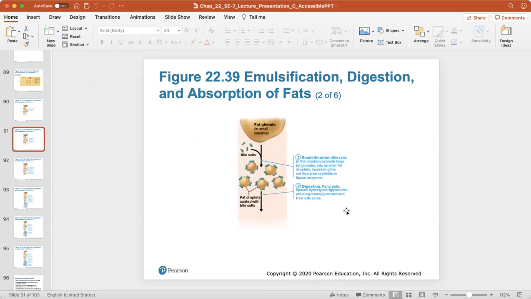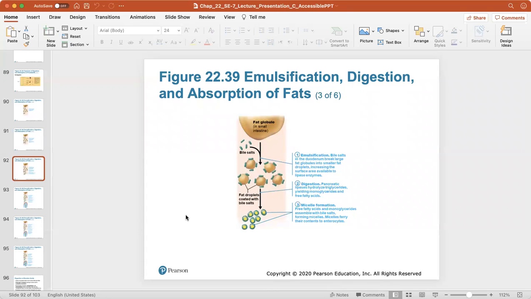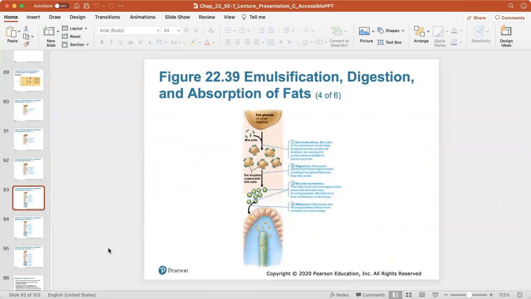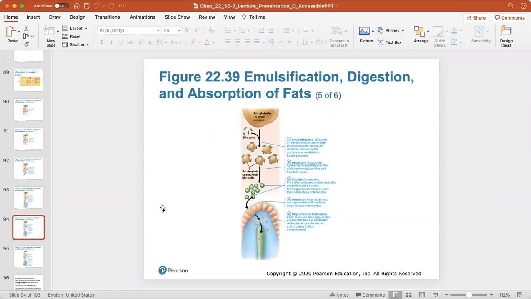The pancreatic lipases can then hydrolyze or break apart these triglycerides, yielding a monoglyceride and a free fatty acid. And then the micelle is formed, where these free fatty acids and monoglycerides assemble with the bile salts, forming micelles. Micelles can then ferry their contents to the enterocytes. The fatty acids and monoglycerides can then be diffused from the micelles into the enterocytes.